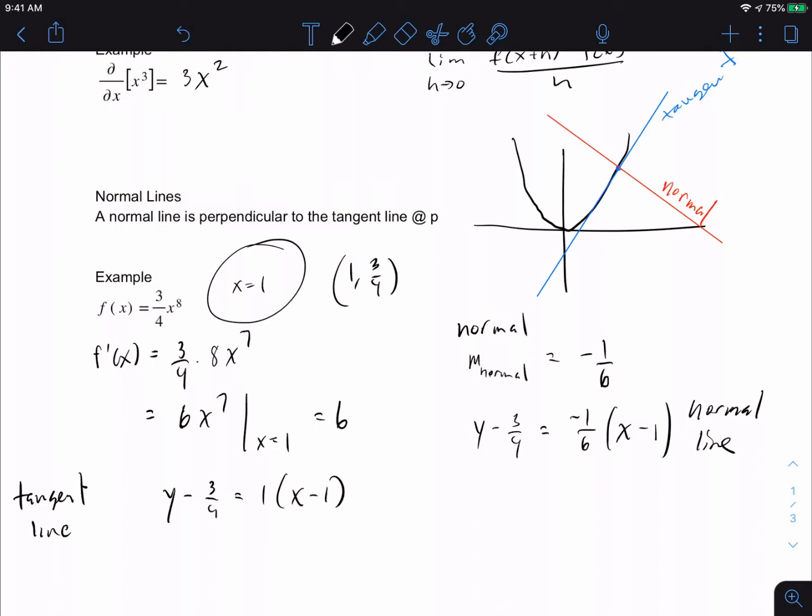Any questions? I have a question. Yes, absolutely. Professor, what's the utility of this normal line? That's a great question. I shared a little bit about it, but typically normal forces in physics are where we really use it.